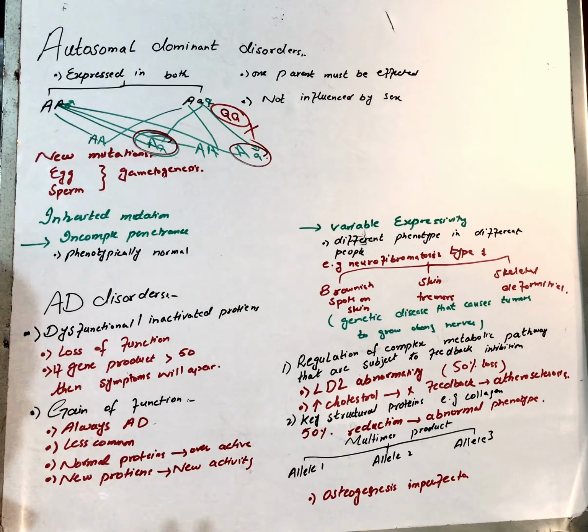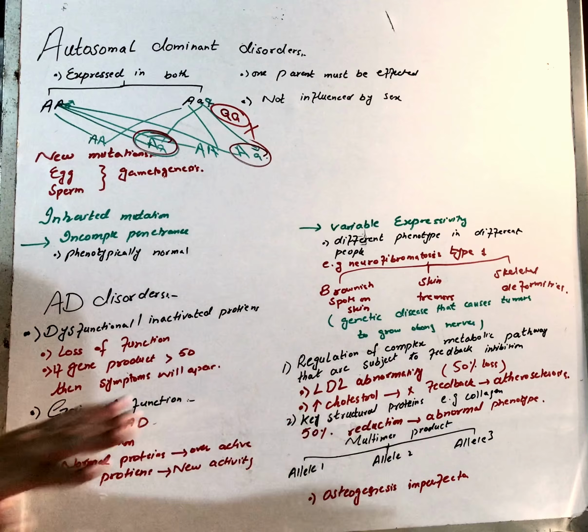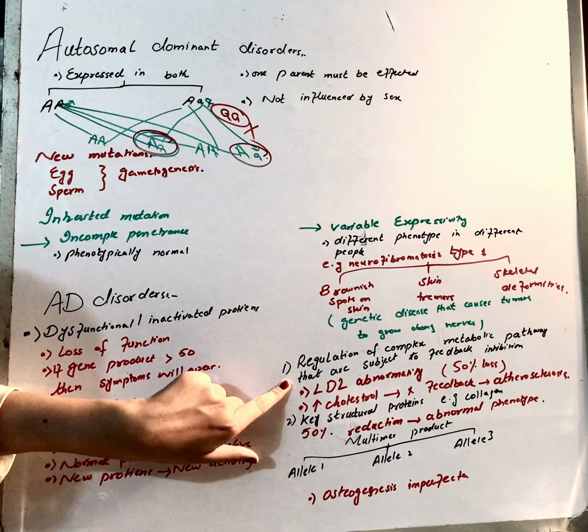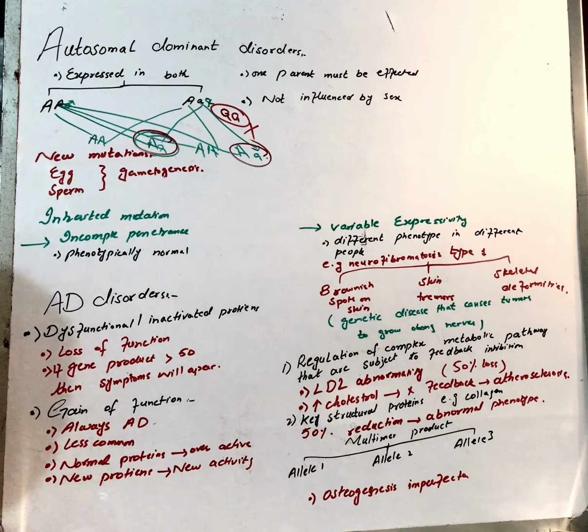But in some people there is LDL receptor abnormality. If the abnormality leads to 50% loss of LDL receptors, then the raised cholesterol will have no feedback control on these LDL receptors, and there can be premature atherosclerosis in those patients.